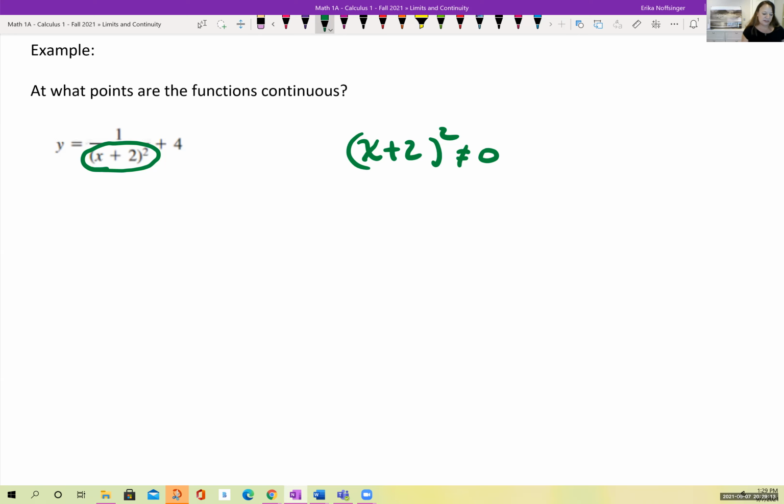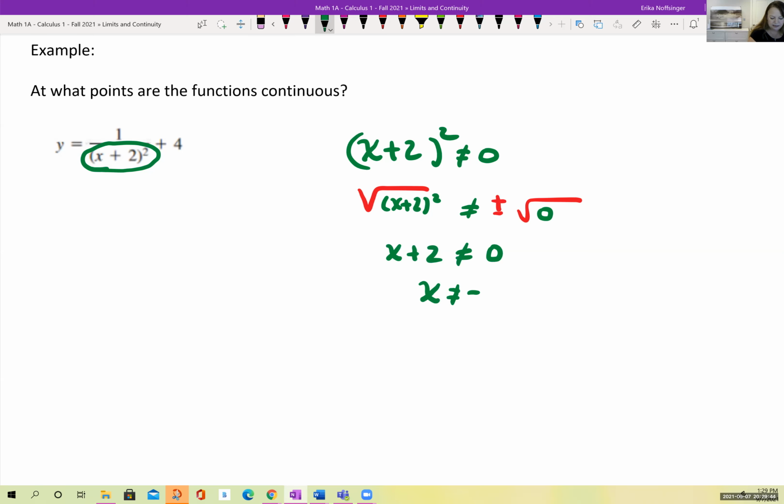So we could solve for when that's equal to 0. I noticed that this is a perfect square, so I can use my square root method and take the square root of both sides. The square root of 0 is 0, and taking the square root of a square just gives me x plus 2 cannot be 0. Subtract 2, so x cannot be negative 2.